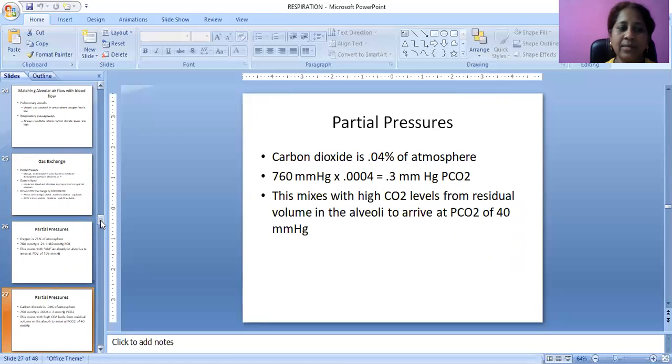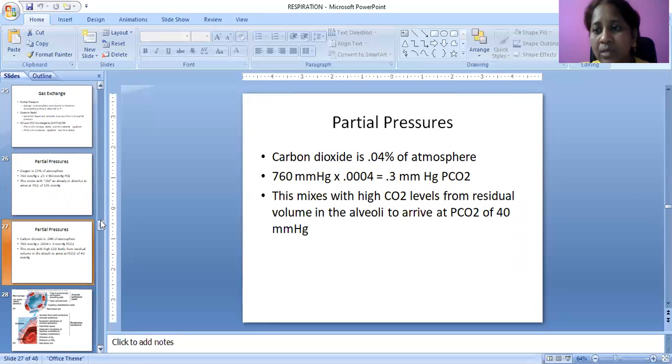Carbon dioxide is 0.03 to 0.04% in the atmosphere. So 760 mmHg times 0.0004 is equal to 0.3 mmHg PCO2, the partial pressure of carbon dioxide. This mixes with high carbon dioxide levels from residual volume in the alveoli to arrive at a PCO2 of 40 mmHg.